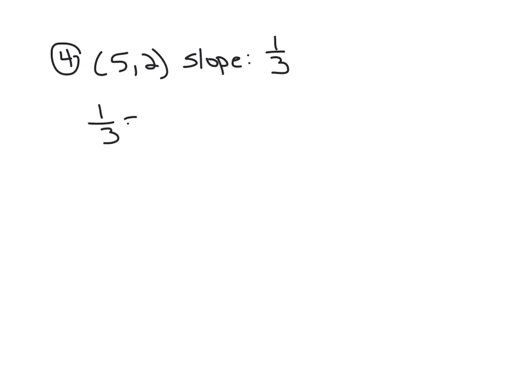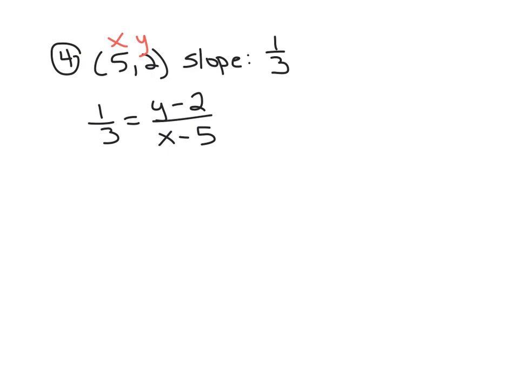Okay, so here we go. Number 4. What if, so now it's still (5, 2), but now I'm going to give you a slope of 1/3. All right, so now for this one, still same setup. 1/3 equals (y minus 2) over (x minus 5). If you need to label them so you don't forget, y minus 2, x minus 5.